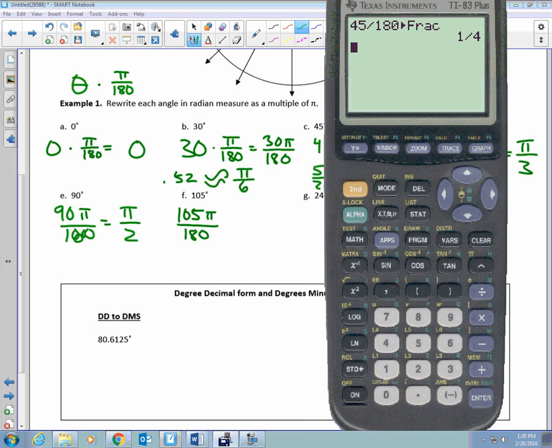Does 105 go evenly into 180? No. Let's see. What might 180 and 105 be divisible by? 5. Let's try it. So 105 divided by 5 is 21, and 180 divided by 5 is 36. Are 21 and 36 both divisible by the same number? 3. So that'll be 7 pi over 12.